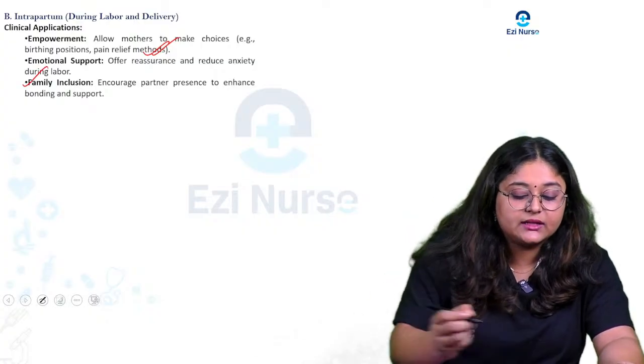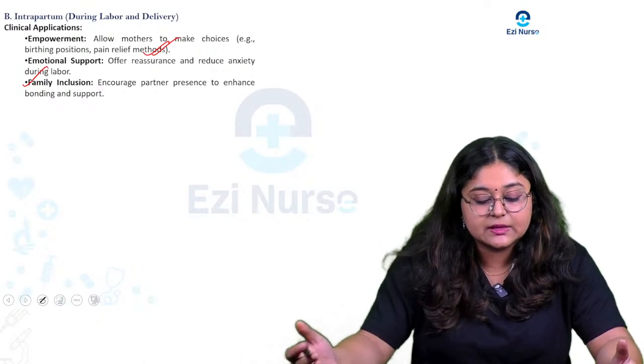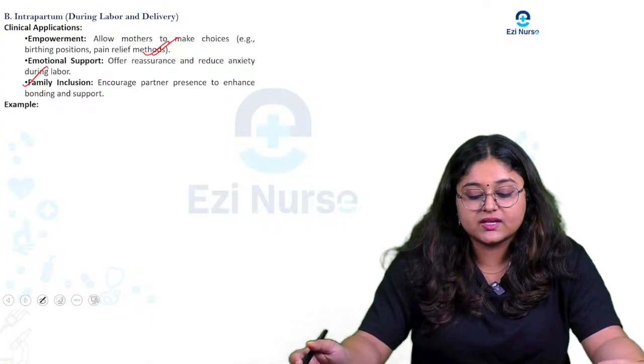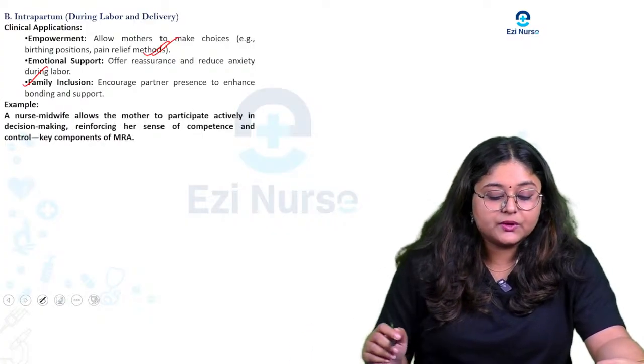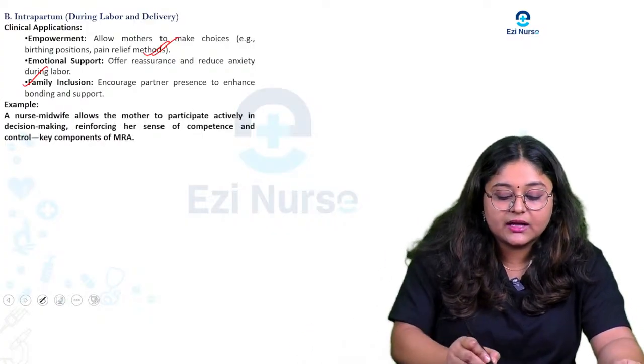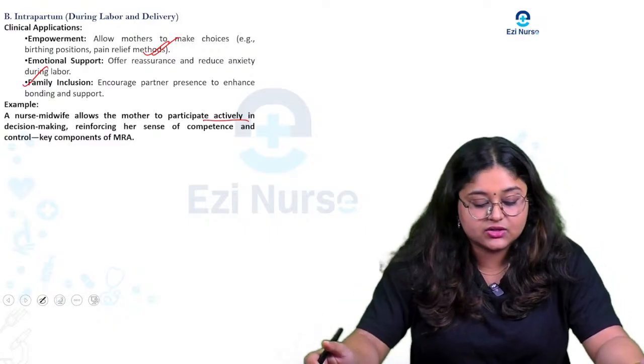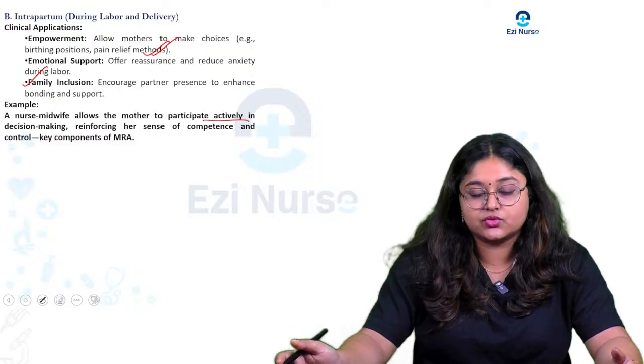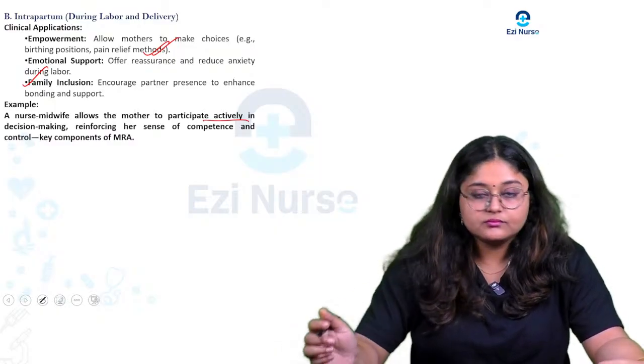Next is family inclusion. Here we have to encourage the partner's presence to enhance bonding as well as support to his wife. Now come to the example. A nurse midwife allows the mother to participate actively in decision making, which reinforces her sense of competence and control, key components of MRA.